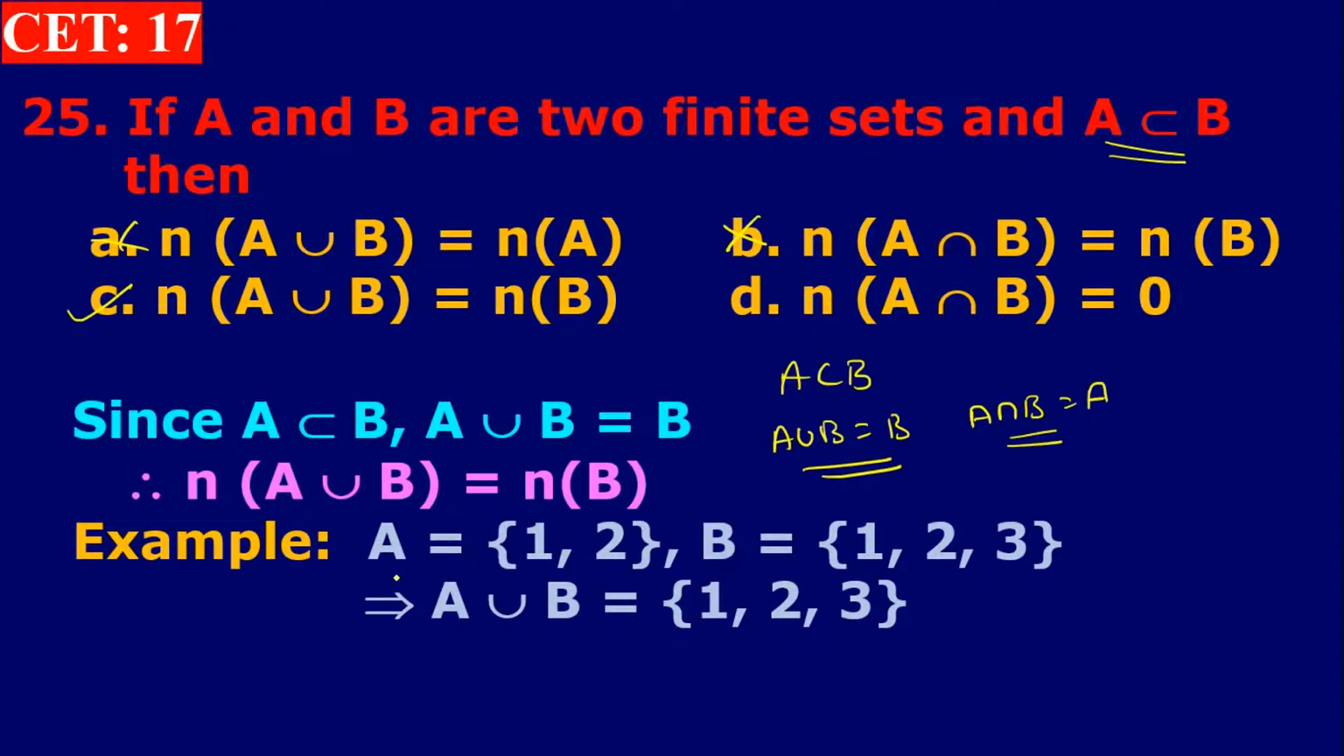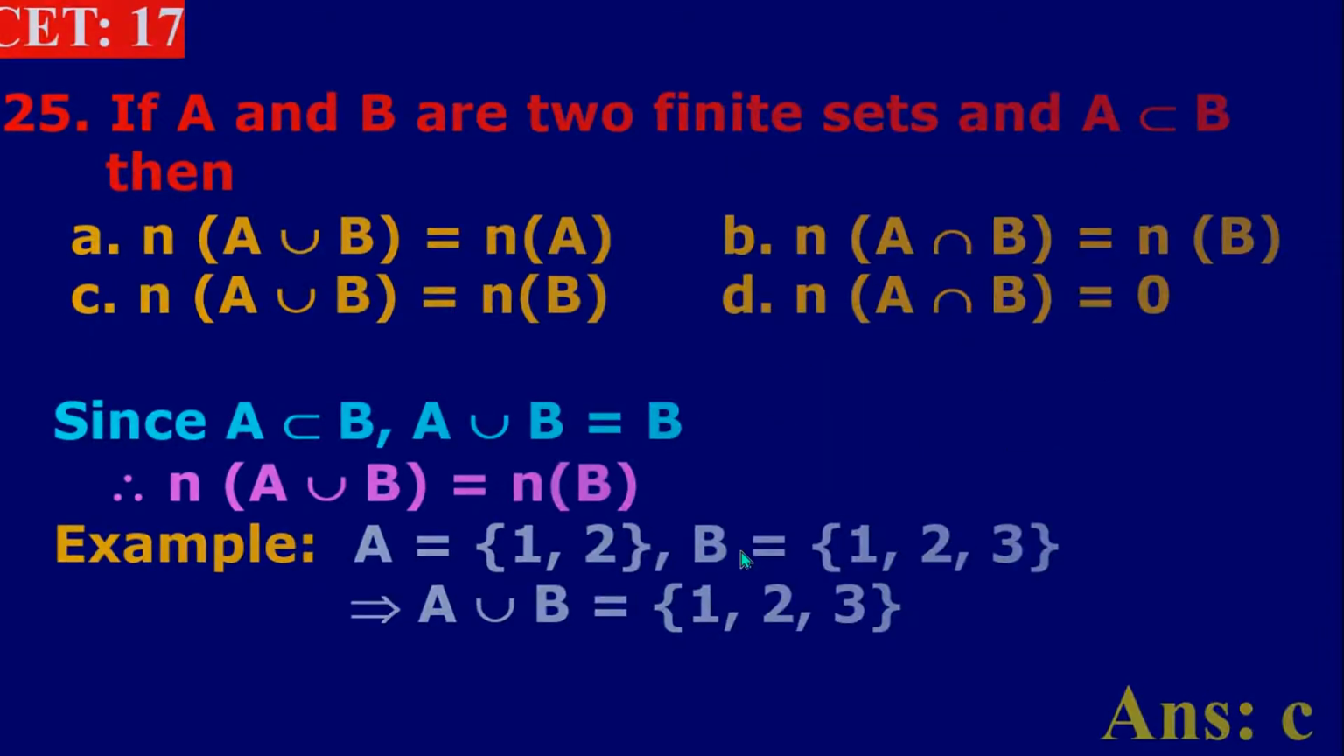If you want, you can take one example also. Take A = {1, 2} and B = {1, 2, 3}. Here A is a subset of B. When we take A union B, we get {1, 2, 3}, which is the same as set B. Therefore the number of elements in A union B is the same as the number of elements in set B. So option C is the correct option: n(A ∪ B) = n(B) in this case.